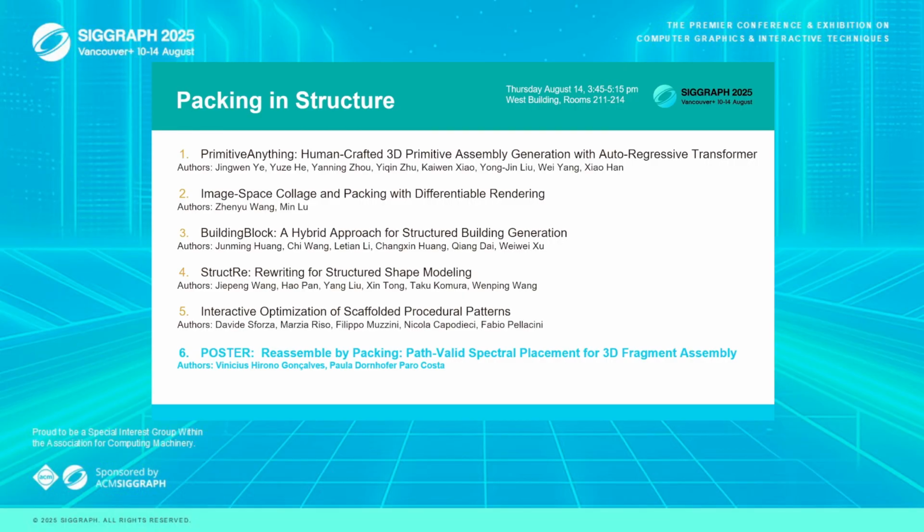So first presentation is called PrimitiveAnything, Human-Crafted 3D Primitive Assembly Generation with Auto-Regressive Transformer. And the authors are Jingwen Ye, Yuze He, Yanning Zhou, Yiqing Zhu, Kaiwen Xiao, Yongjing Liu, Wei Yang, and Xiao Han. So unfortunately, the authors couldn't be present here, so they sent us a video which will be played.